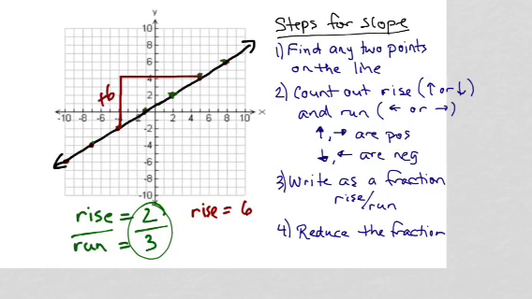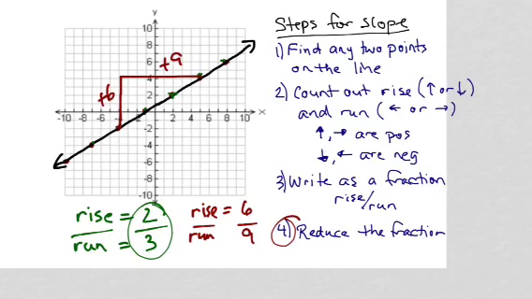Ups are positive. And then my run, that's the bottom of the fraction, that's right and left. That's over 1, 2, 3, 4, 5, 6, 7, 8, 9. 9 spaces to the right. Well, that's where step 4 here comes in.